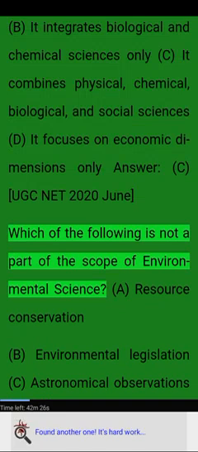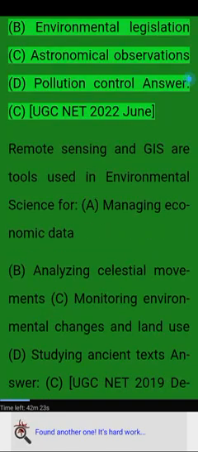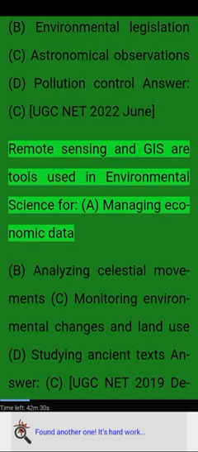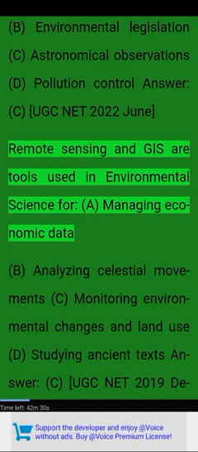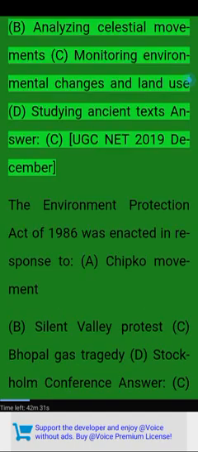Which of the following is not a part of the scope of environmental science? A. Resource conservation. B. Environmental legislation. C. Astronomical observations. D. Pollution control. Answer. C. UGC NET 2022 June. Remote sensing and GIS are tools used in environmental science for A. Managing economic data. B. Analyzing celestial movements. C. Monitoring environmental changes in land use. D. Studying ancient texts. Answer. C. UGC NET 2019 December.